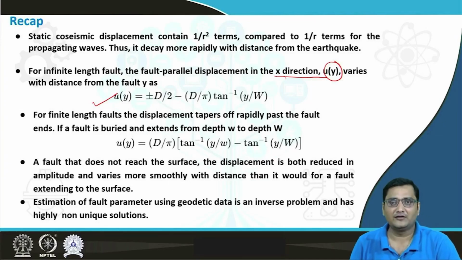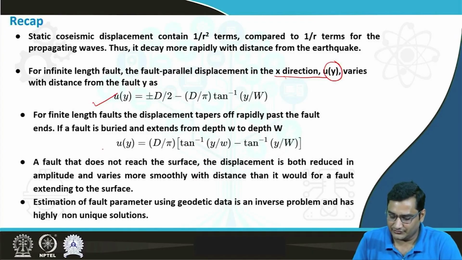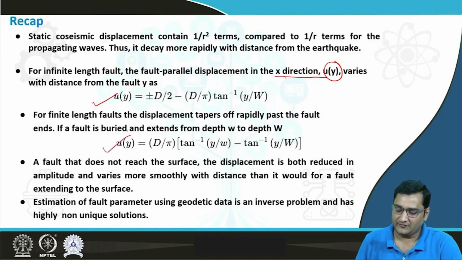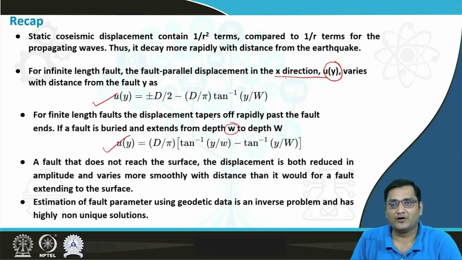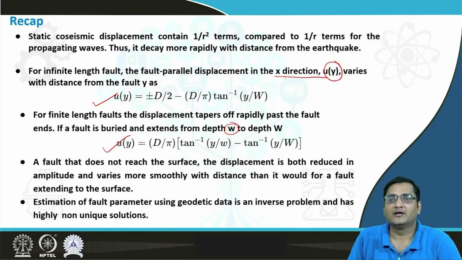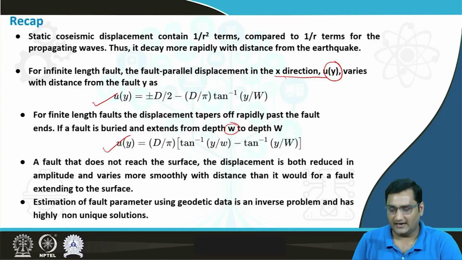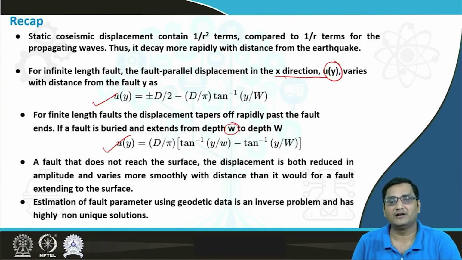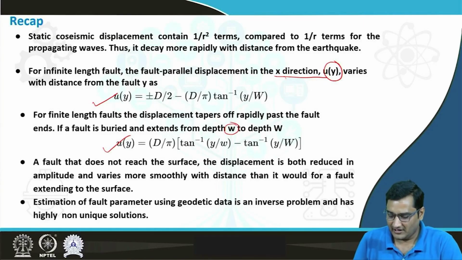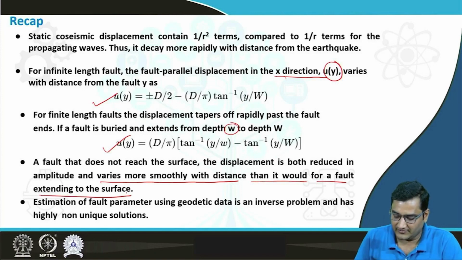For the finite fault, the formula will change to this expression, and in case of a finite fault where the fault is buried, we have an extra parameter, that is w, the depth of the fault from the surface. Sometimes the buried fault is also known as a blind fault, because the expression of the fault does not appear on the surface. For a fault that does not reach the surface, the displacement is both reduced in amplitude and varies more smoothly with distance than it would for a fault extending to the surface.